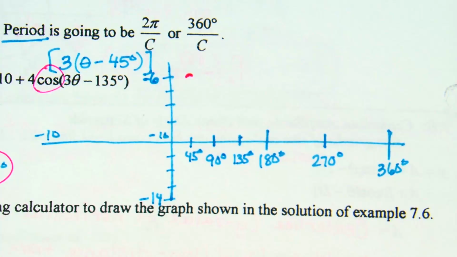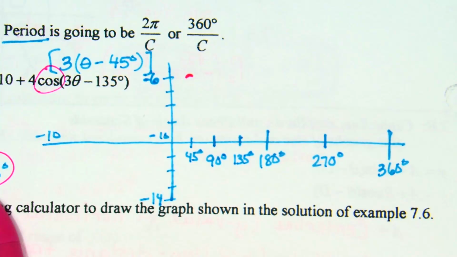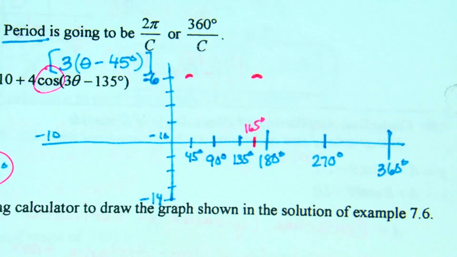Now, here's the tricky part. We have a period of 120, which means wherever we start, our ending point is going to be 120 later. Okay? So what's 45 plus 120? 165. So 165 is where our ending point is, and that is between 135 and 180. I'm going to label that as 165. Because it's cosine, I'm going to be ending up above. Okay, so 165 is an important one to know.